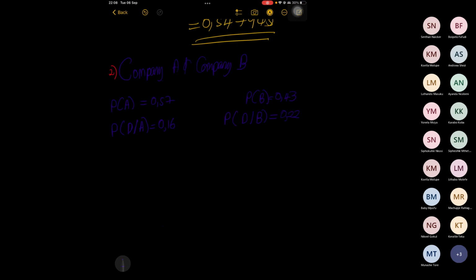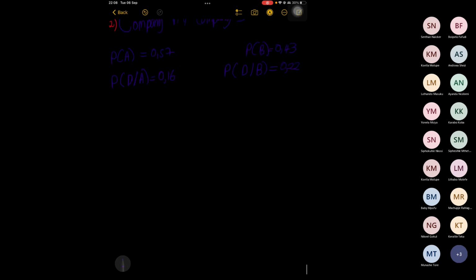From this, since the probability that the houses have defects given they were built by company A is 0.16, the probability that the houses do not have defects, given company A, is the complement of this. Let's say not having defects is D complement, given A.